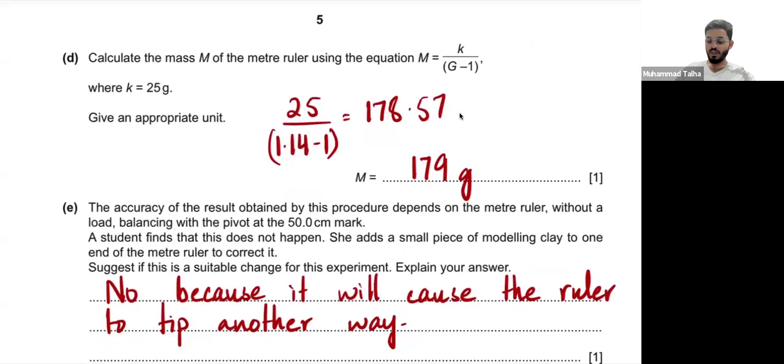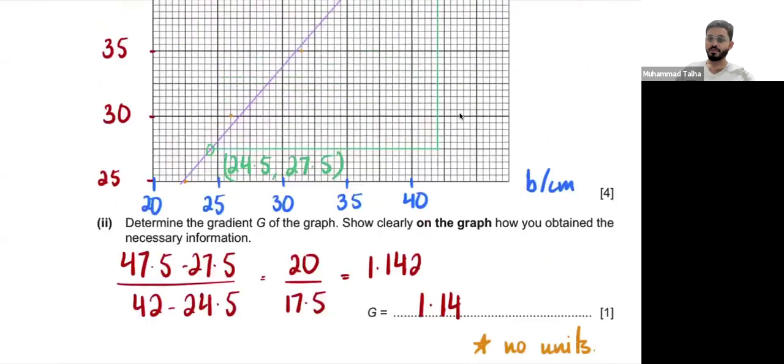The accuracy of the result obtained by this procedure depends on the meter ruler without a load balancing with the pivot at the 50 cm mark. A student finds that this does not happen, as it almost never will in a proper experiment. She adds a small piece of modeling clay to one end of the meter ruler to correct it. Suggest if this is a suitable change and explain your answer.